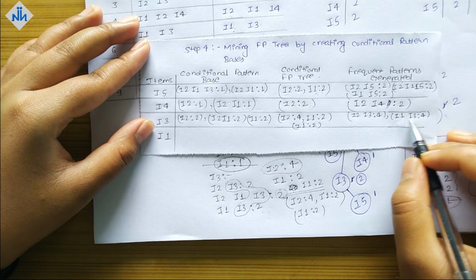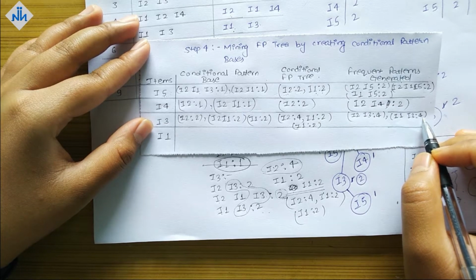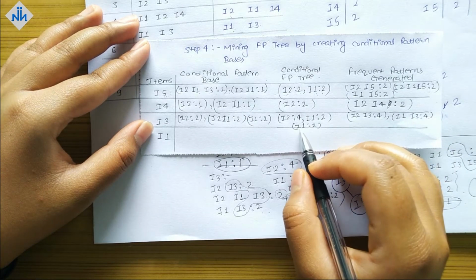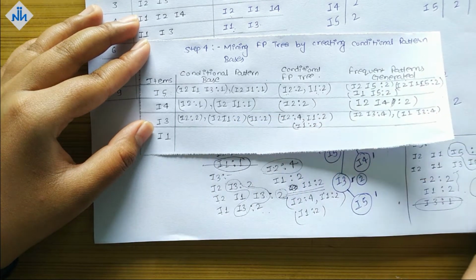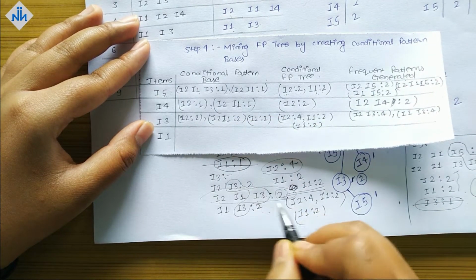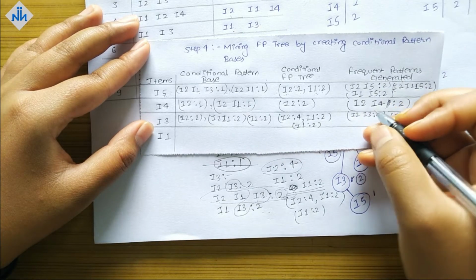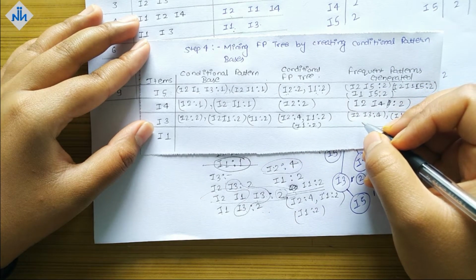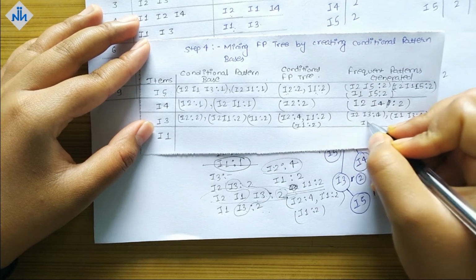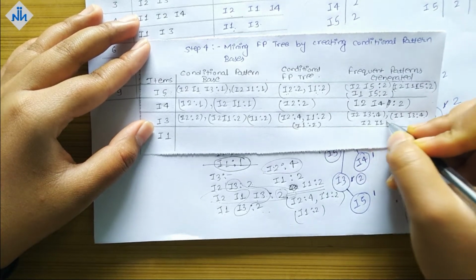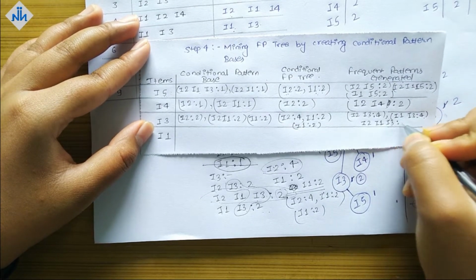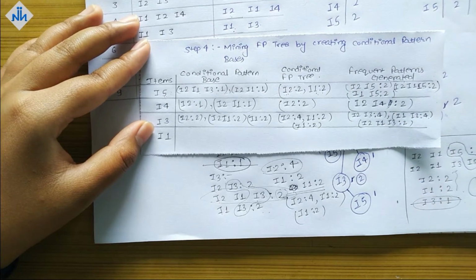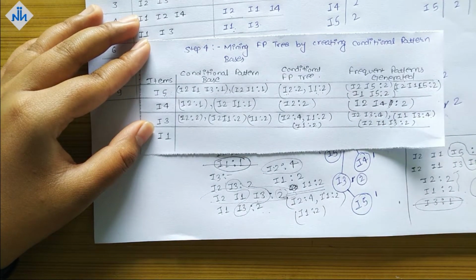So we have I1 I3 as 4, and at the last we have I2 I1 I3. When we combine everything, I2, I1 and I3, then what do we get? We get 2 over here, you can see. So I2 I1 I3 is 2, and that is the answer in the book as well.